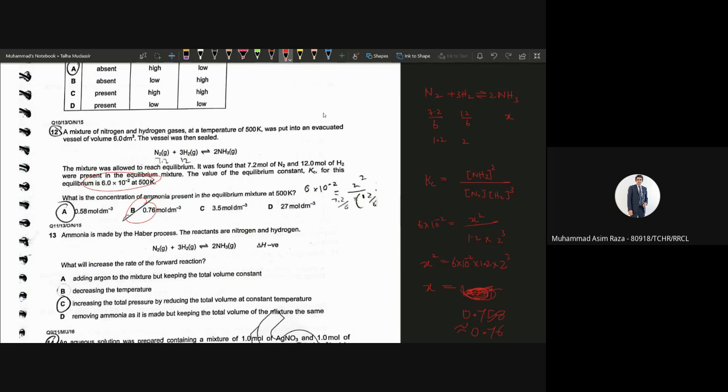Okay, next. Next is question number 14. Here it says that an aqueous solution was prepared containing a mixture of 1 mole of AgNO3 and 1 mole of iron sulfate in 1 decimeter cube of water. When equilibrium was established, there was 0.44 mole of Ag in this mixture. Okay, then he asked what is the numerical value of Kc. So what you should do is divide each of them by 1, and then you will have a concentration, and then you will get the answer.